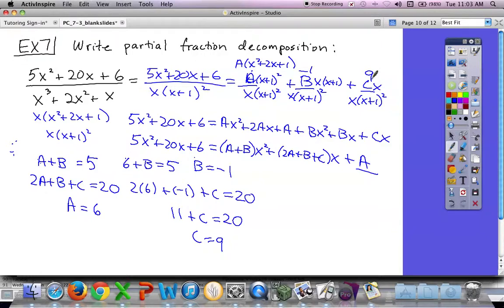The answers really would be like this. A is, what do we say? 6 over x plus -1 over x plus 1 plus 9 over (x plus 1) squared. Okay? That's really how you would write the answer. And when you check your answers in the back of the book, that's what you're going to find. Okay? Like that.